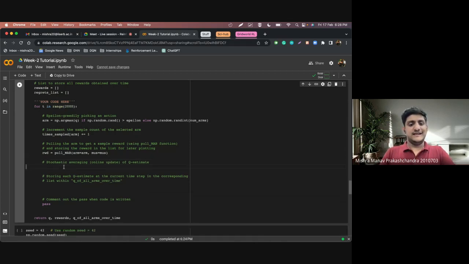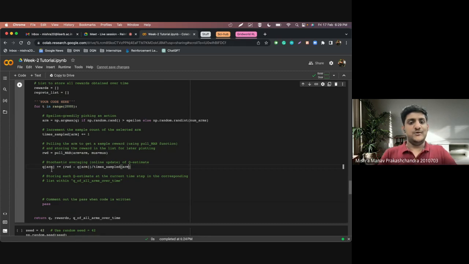Okay, this is done. Next, I want to do a stochastic averaging, which is the online update of the Q estimate, which is Q of arm plus equal to reward. Okay, so far so good. This is also clear.